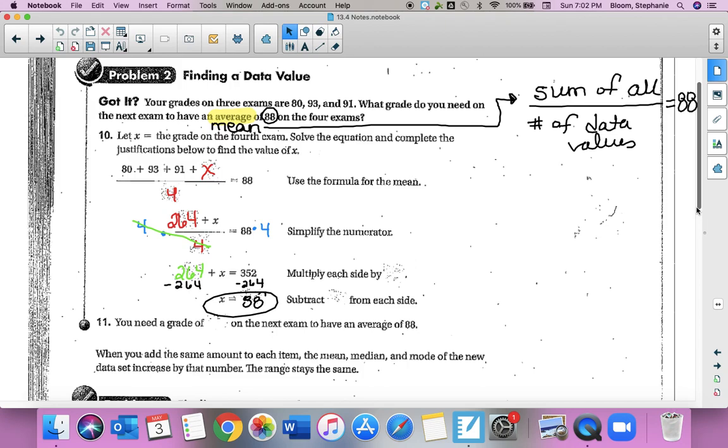88. So, interestingly enough, on that last exam, if I want all my exams to average an 88, I need to get an 88 on that last exam. Okay? And so I would put right here you need a grade of 88 on the next exam to have an average of 88, which isn't always how it works, but in this case, it did.